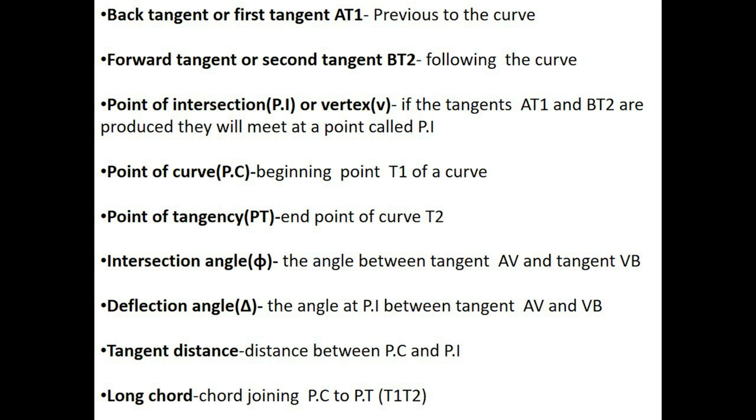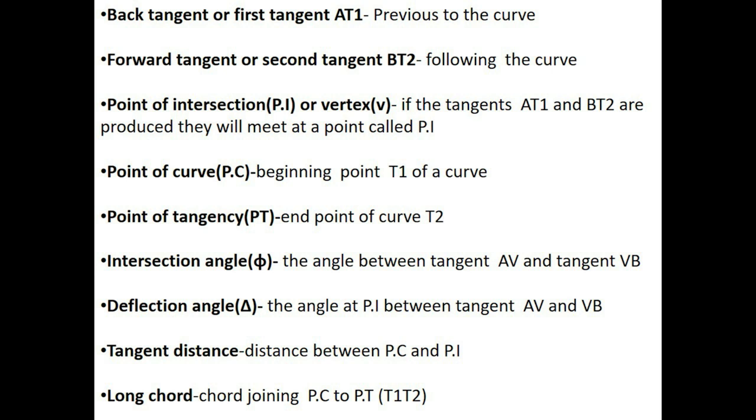Point of curve. This is the point where the curve changes its alignment from straight to a curve. That is basically the beginning point of a curve, expressed as T1 in the figure. Next is point of tangency, that is the end point of the curve, T2. Intersection angle is the angle between the two tangents, that is tangent AV and tangent VB. Next comes the deflection angle, expressed as delta.